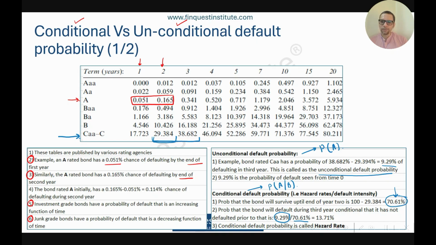So effectively, what the denominator says is that it's conditioning on the fact that the bond has survived until the end of year 2. That is, we are trying to calculate the conditional probability of default during year 3, given the fact that the bond has not defaulted prior to that. And that comes out to be 13.71%. Now, conditional default probability at times, as I mentioned, is also called the hazard rate.